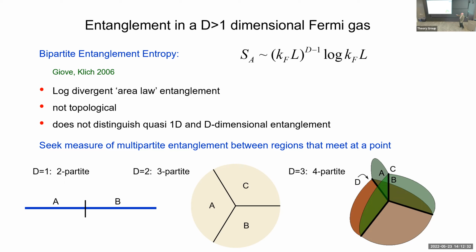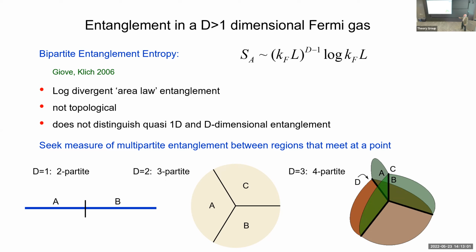And so this has been known for some time. Israel and Klich introduced this. So there's a log divergent area law, but this isn't what I'm after. It's not topological in the sense that it depends on k_F. I can smoothly change my Fermi surface, and this thing changes continuously.